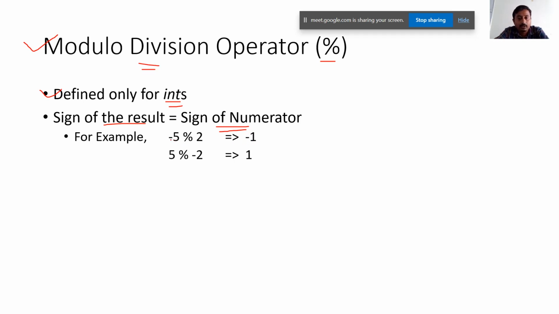So here we have -5 modular division 2. Just ignore this negative sign, perform the division, the remainder will be 1, and you assign the sign of the numerator to the sign of the result. Here we have 5 modular division -2. Ignore the minus sign, the result is 1, and you assign the sign of the numerator; here the numerator is 5, the sign is plus, so you assign that. Remember, the sign of the result will always be the sign of the numerator.